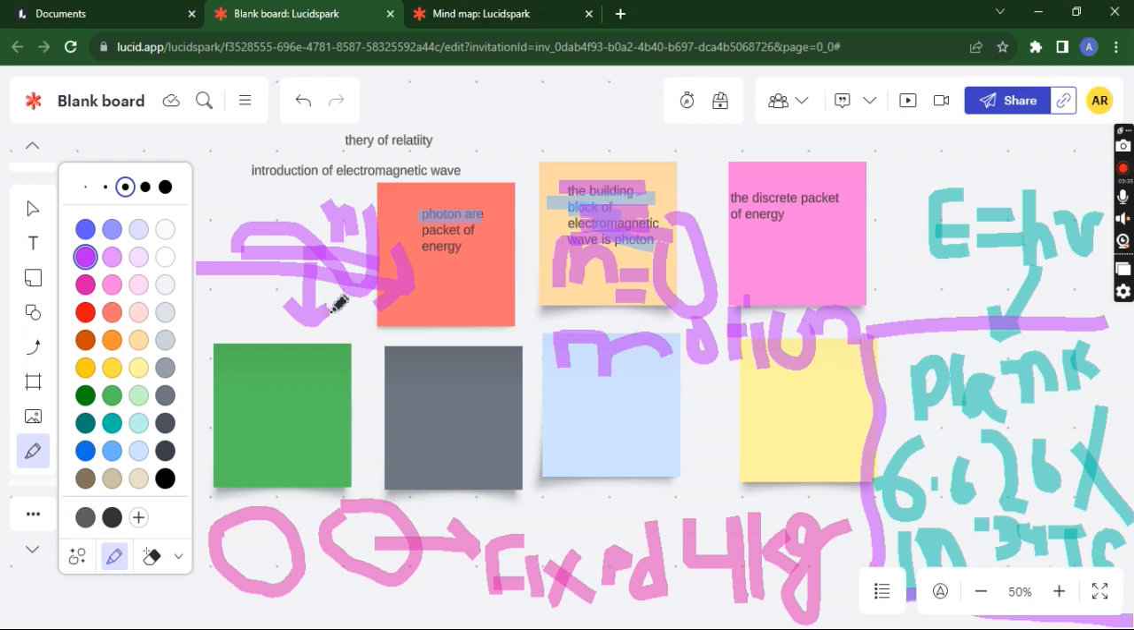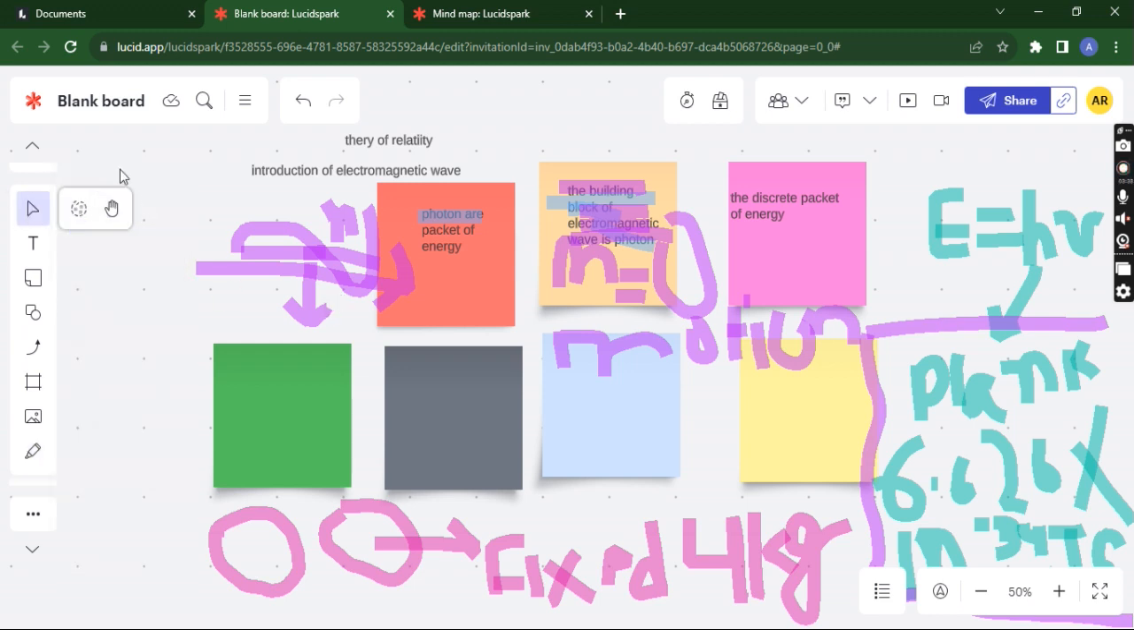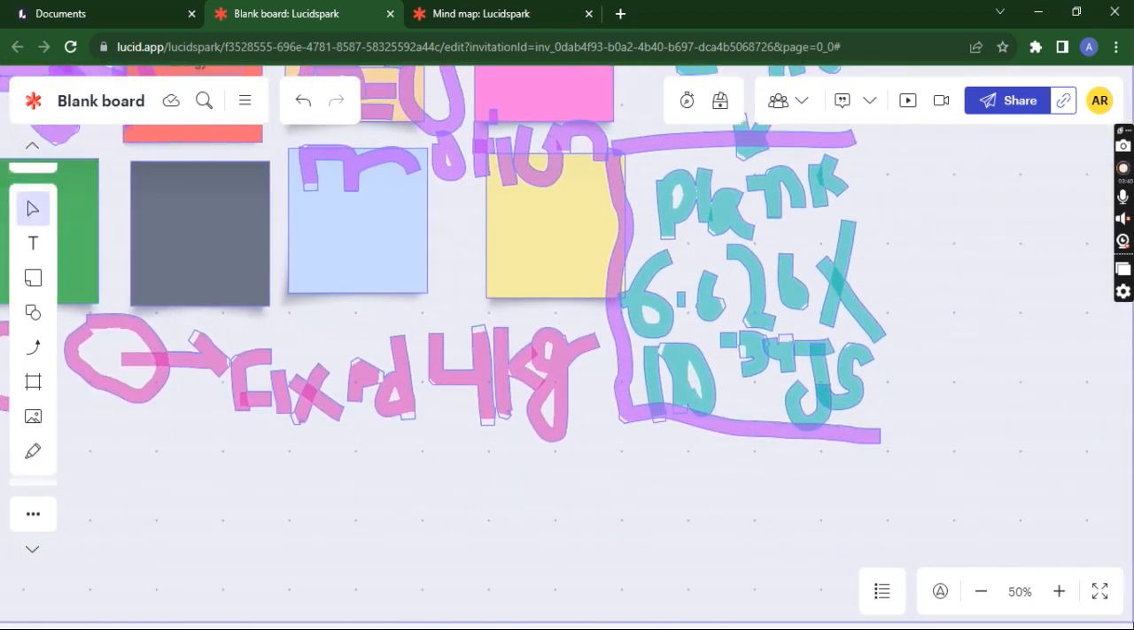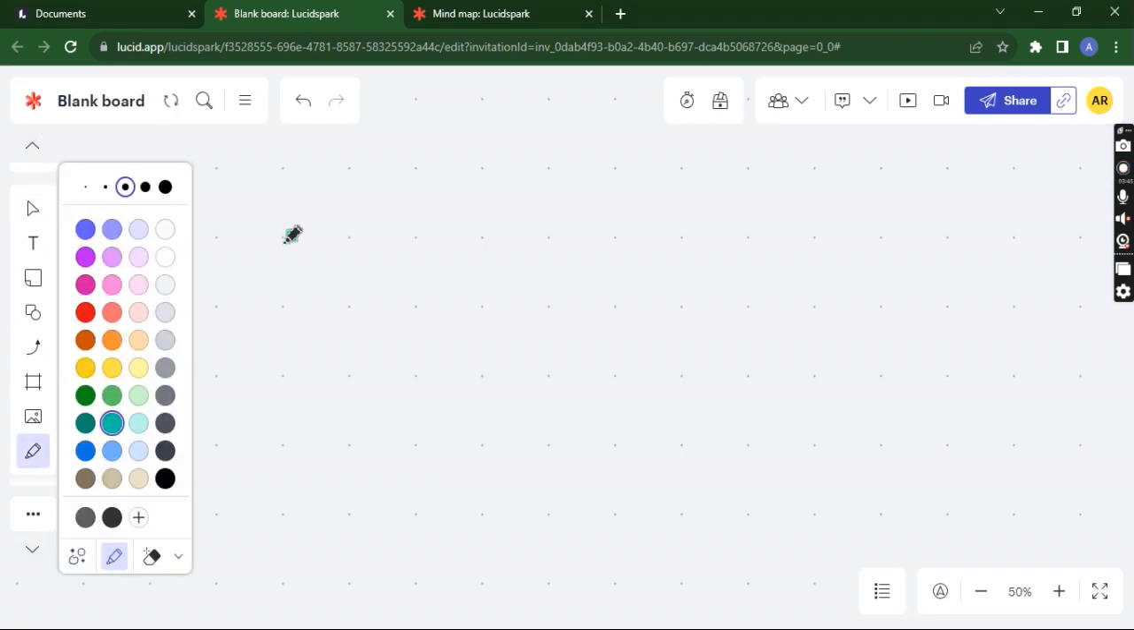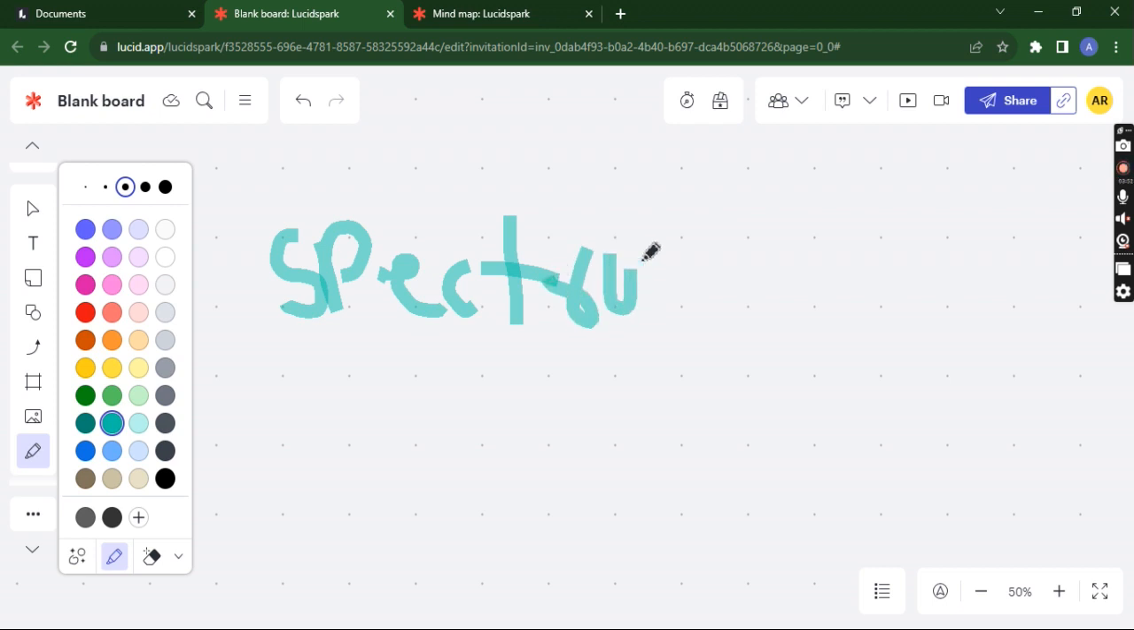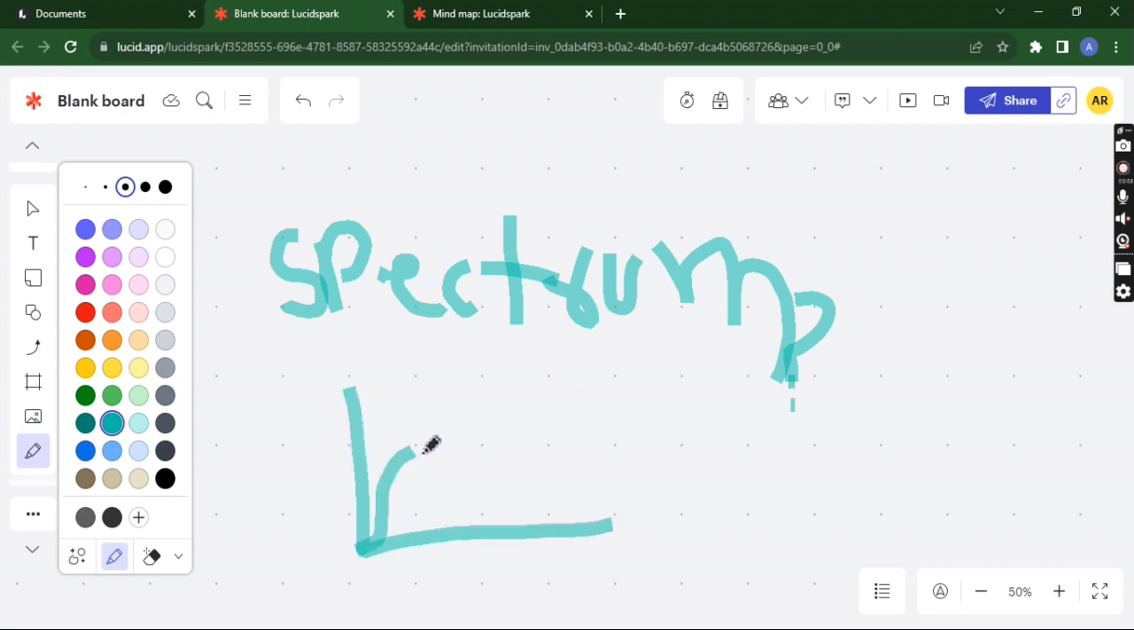So photons are the electromagnetic wave. If we talk about the electromagnetic wave, we say one thing: the electromagnetic wave is a combination of a spectrum. What does it mean that the electromagnetic wave is a combination of a spectrum? Spectrum means plotting a graph of different wavelengths. For instance, the wavelength is something like this.